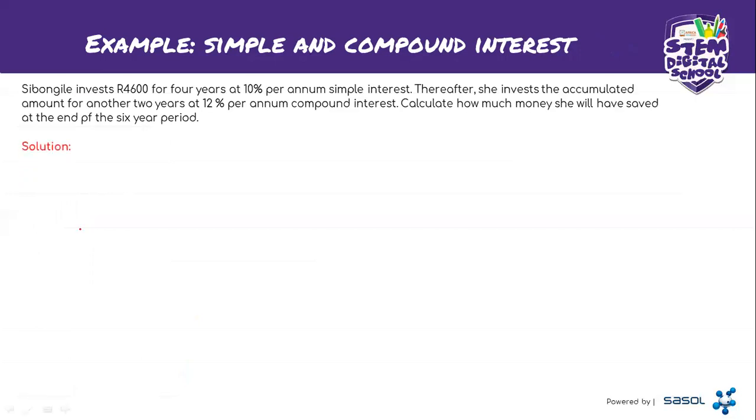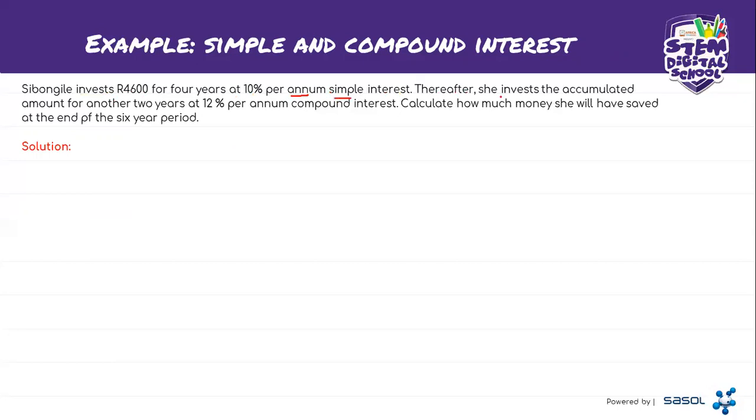All right, now we are having a scenario there. It says Sibongile invests 4,600, right? Let me just try to write it so that it can be visible to you, the amount. This person invests 4,600 for 4 years at 10% per annum, simple interest.